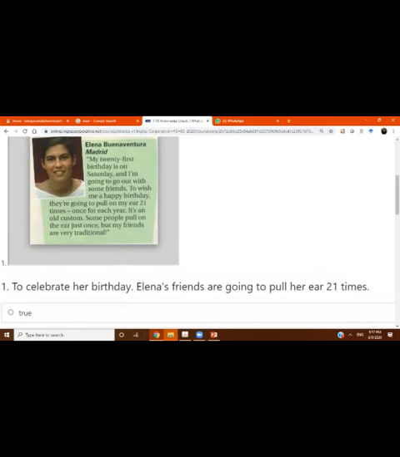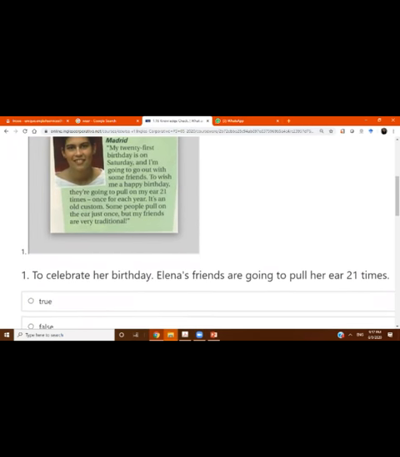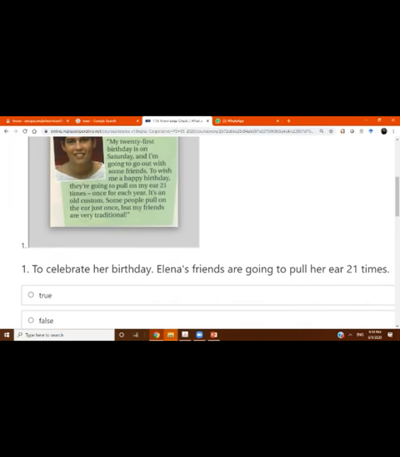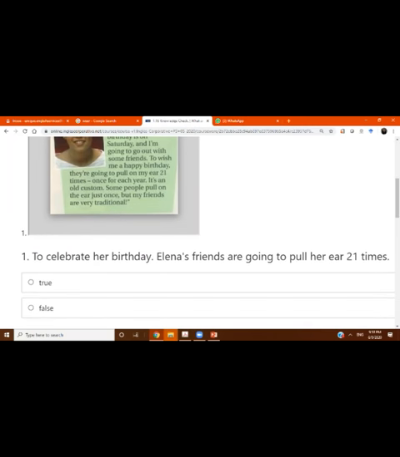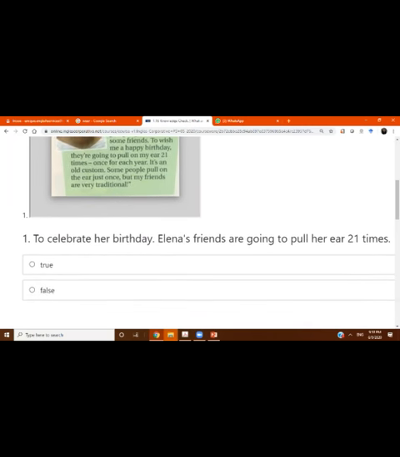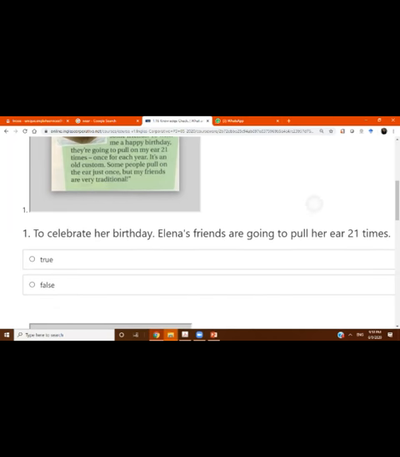Elena Buenaventura, Madrid. My 21st birthday is on Saturday, and I'm going to go out with some friends. To wish me a happy birthday, they are going to pull on my ear 21 times. So they're going to do it like this. Like they're going to do this on their ear. Right, 21 times, once for each year. It's an old custom. So some people pull on the ear just once, but friends are very traditional.